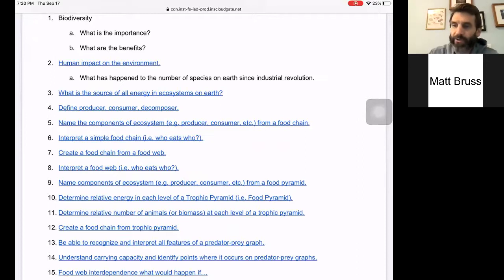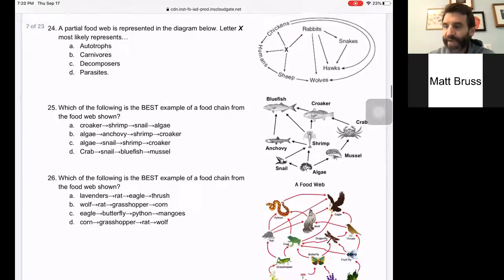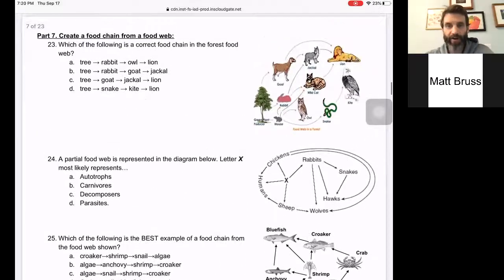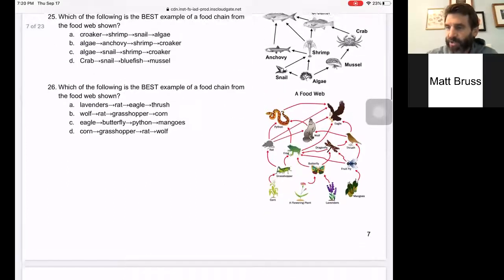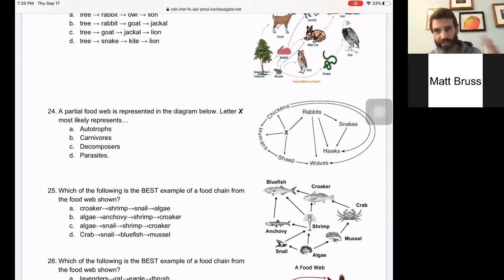So if I wanted to practice creating a food chain from a food web, I'd click on this. What you're looking at here is 5 practice questions that are based off of the question that's actually asked in the test on this concept. You can test yourself here, and we'll be posting a key to this soon. When you have that key, don't just look at the answer right away, but really test yourself and see, can I figure this out on my own? Then you can go to the answer and see if you got it right, or maybe you can work backwards from the answer and see what you missed.